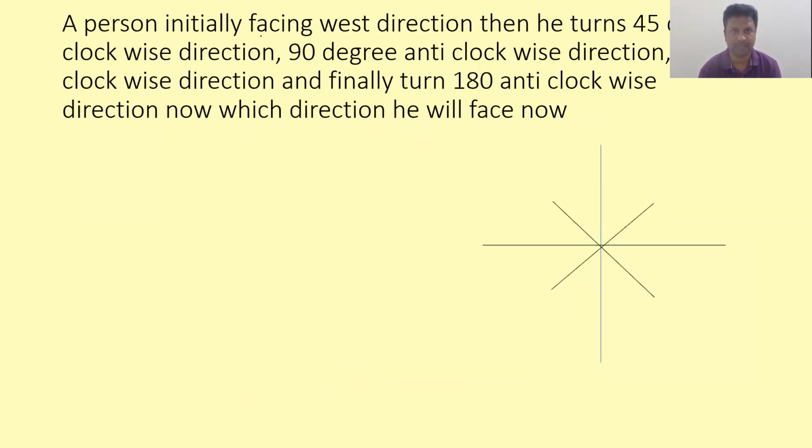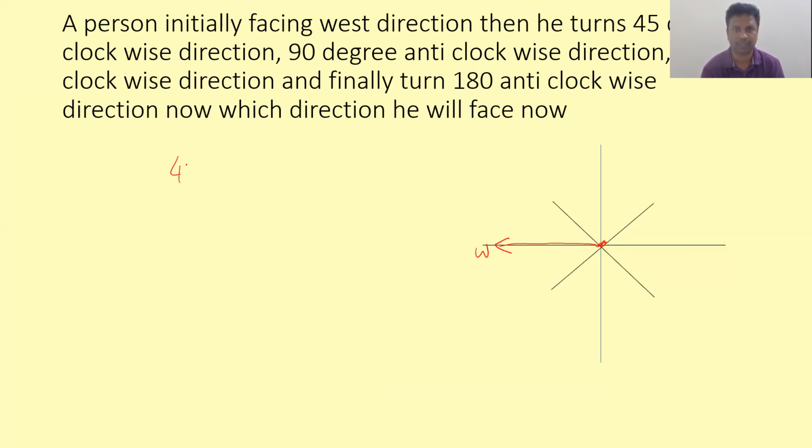A person is initially facing the west direction, then he turns. So this is the initial facing direction. He is facing west, and he turns 45 degree in the clockwise direction, 90 degree anti-clockwise, 135 clockwise, and finally 180 anti-clockwise. Now which direction will he face after rotating all these times, finally? That's the question. So what do you want to do?